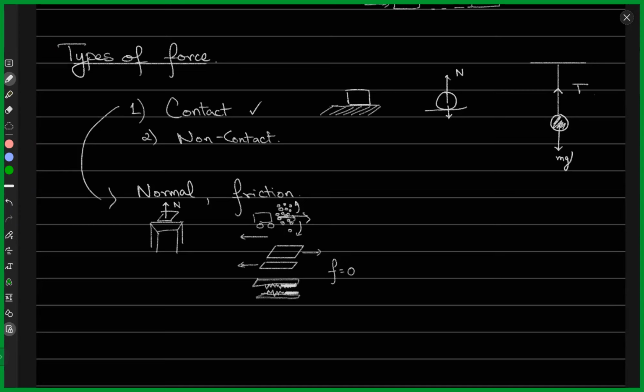And so when these irregularities come in contact with each other, they interlock, and that's what produces friction, because that's what's trying to slow down the sliding motion of these two surfaces, right? So that's where friction comes from, really. Then you have tension, and I gave an example for tension already in terms of this pendulum. So is the idea of contact forces clear?